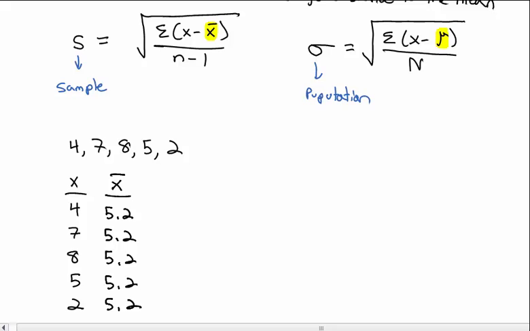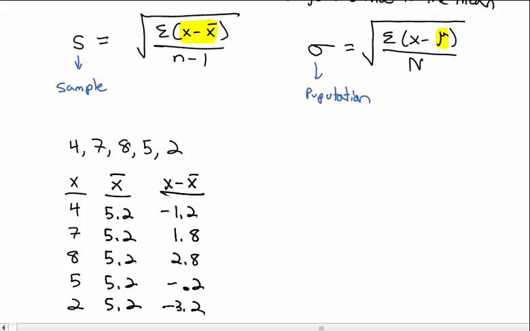So working my way out from the formula, next it's x minus x bar. So I'm going to do x minus x bar and make a new column. We're going to subtract 4 minus 5.2. That's negative 1.2. 7 minus 5.2, that's 1.8. 8 minus 5.2, that's 2.8. 5 minus 5.2, that's negative 0.2. 2 minus 5.2, that's negative 3.2.